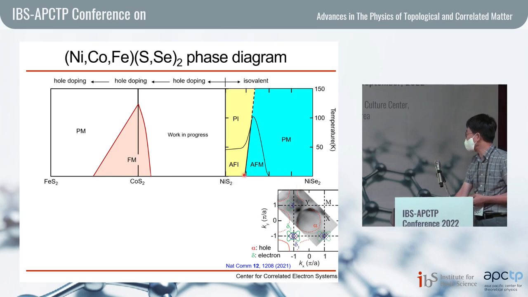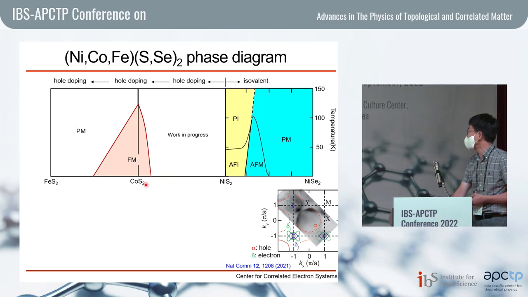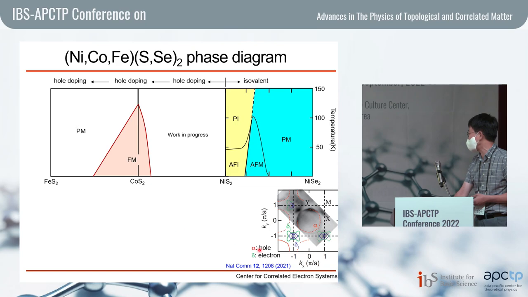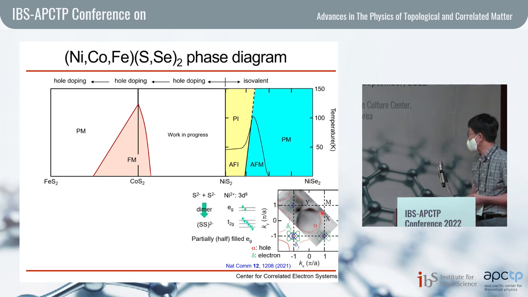So if you go from here to there and make the system metallic, then you can expect that in cobalt disulfide, since we are hole doping, this electron pocket is going to go away, and you expect more or less a very simple large hole pocket. And for your information, nickel is in a 2 plus state, and there are eight electrons in the nickel d band, 6 in t2g, and 2 in eg orbitals.